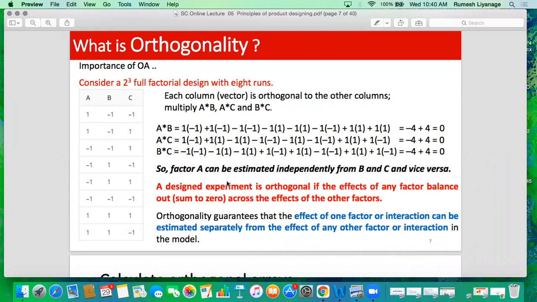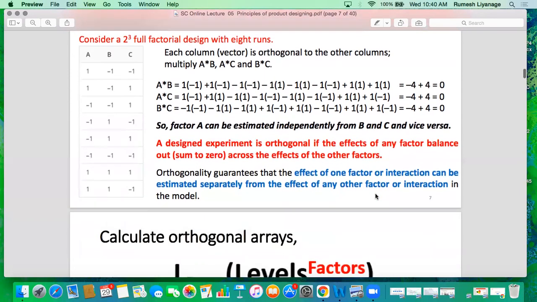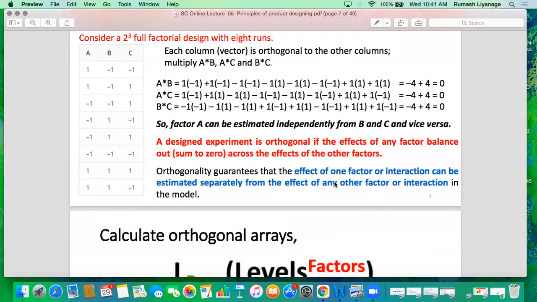A is independent. Although there are interactions, there are no correlations. So they do not depend on each other, right? So it means it is orthogonal. Orthogonality guarantees that the effect of one factor and interactions can be estimated separately from the effect of other factors, right?